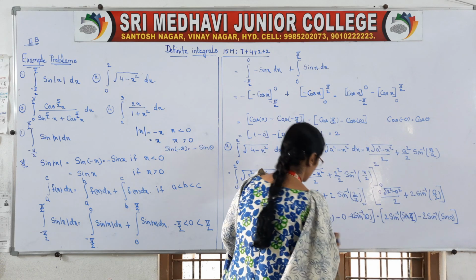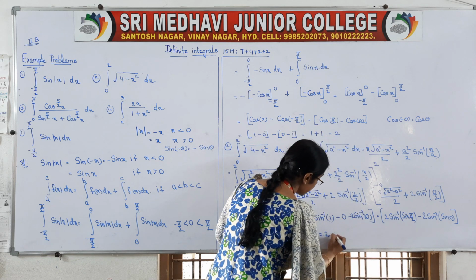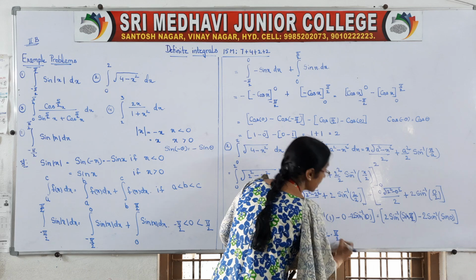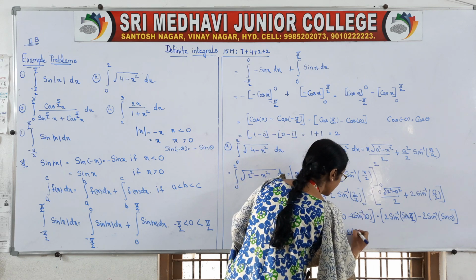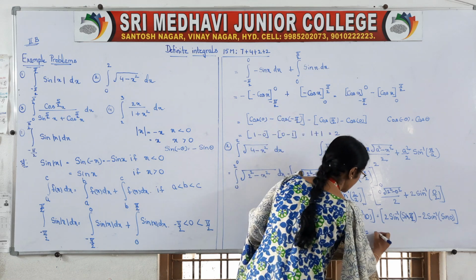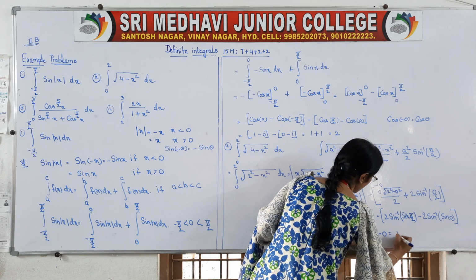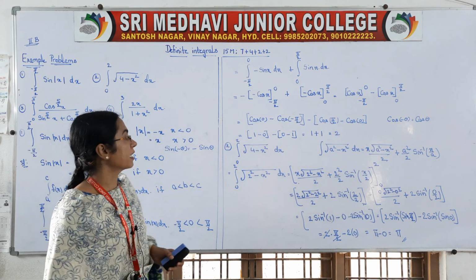So it is equal to 2 into sine inverse sine cancel, so it is pi by 2 minus 2 into sine inverse sine cancel, it is 0. So it is equal to 2 into pi by 2 minus 0, which is equal to pi. That is the answer of your second question.